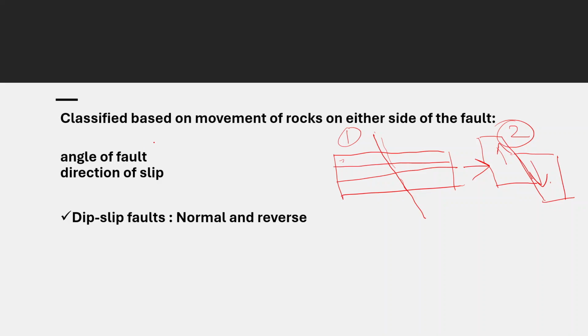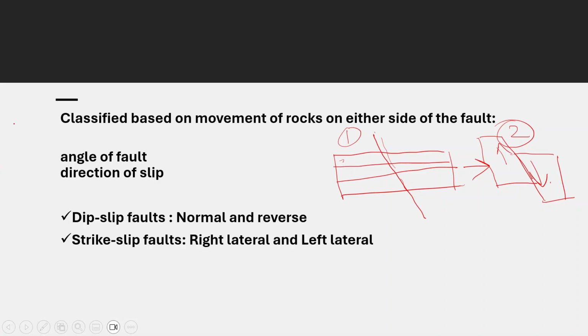Based on the movement of rocks on either side, faults can be classified into dip slip faults and strike slip faults. Dip slip faults are those in which you have an angle present, and they are classified based on the direction of slip, that is, in which direction the slipping is happening, and the angle at which it is happening. So you have the normal fault and the reverse fault, and then you have the strike slip fault, in which the movement is not along an angle, but rather horizontal.